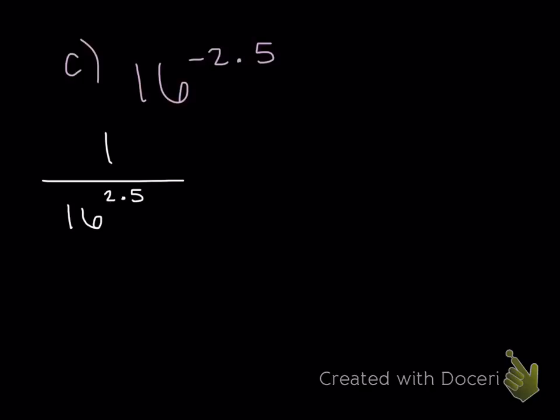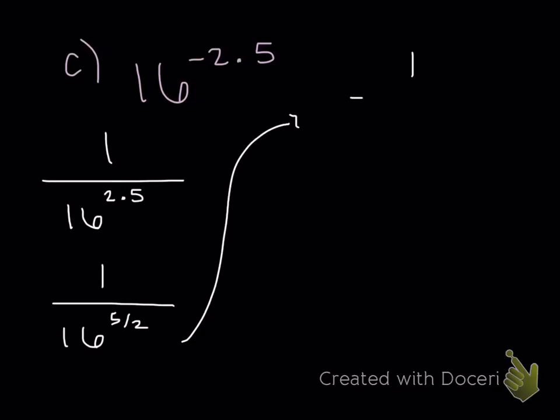Next thing I need to address is the fact that it is a decimal, not a fraction. So I would want to think and say, okay, 2.5 comes from the fraction of 5 over 2. So I would change this to say 16 to the 5/2. And now I'm going to put it in radical form so I can simplify this further. So this is the square root of 16 to the 5th power.